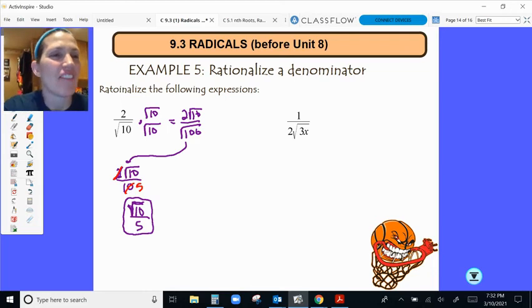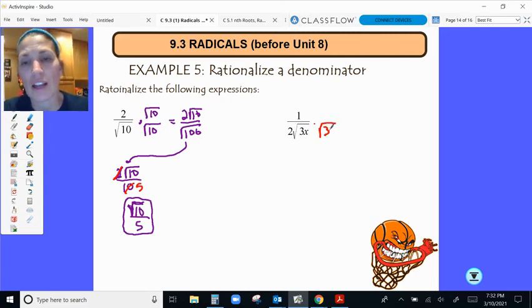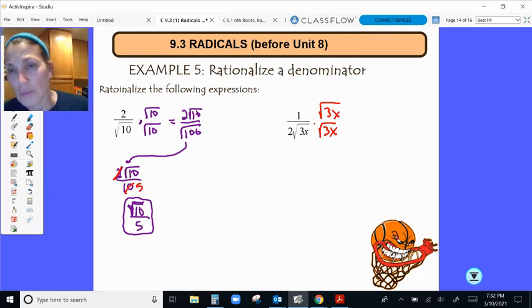Okay, this one over here, we don't need to multiply by 2 because 2 is not in the radical. The only thing we need to multiply by is just the square root of 3x. That's it, okay? So you don't need to multiply by the 2. It won't be wrong if you do it. You'll just end up with a number you have to simplify more. So don't do that, okay?